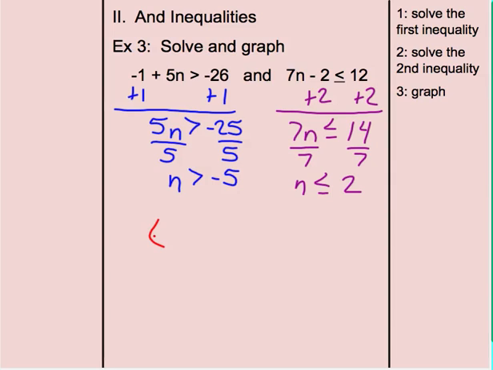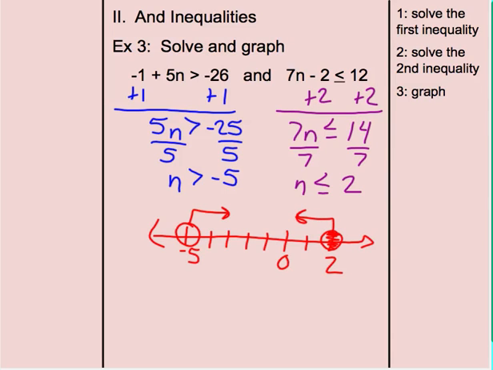So we're going to set up our number line, making sure we have room for both of our solutions, figuring out what circle we need. At negative 5, n is greater than, so that's an open circle, and n is less than or equal to 2. The or equal to will give me a closed circle. Use your arrows for direction, and n is greater than negative 5, and less than or equal to positive 2, so we're going to be shading in between.